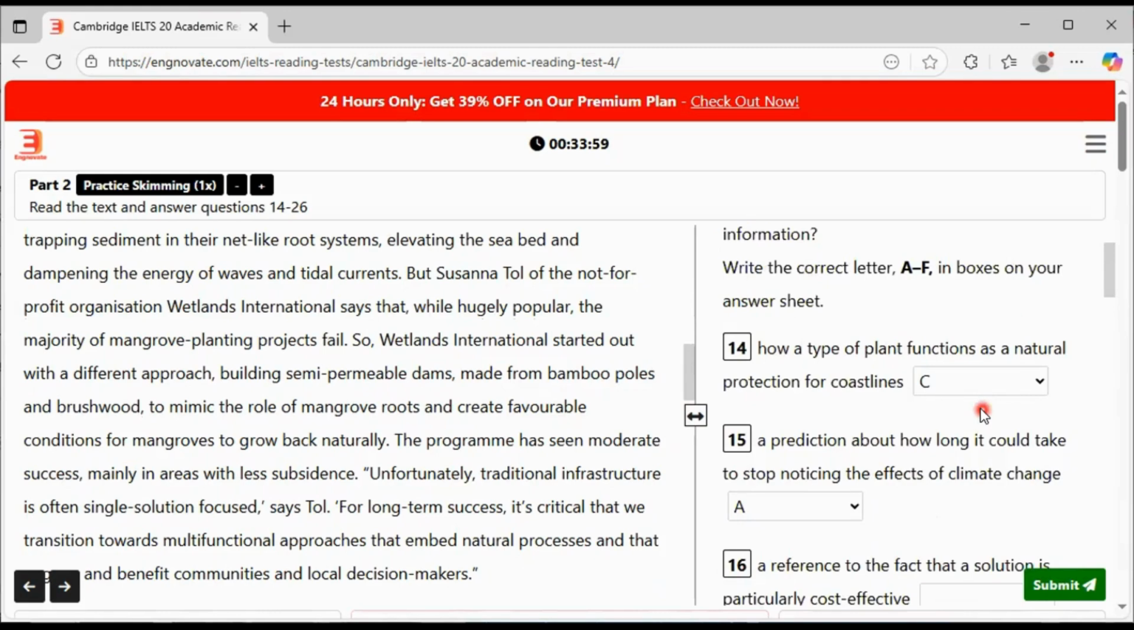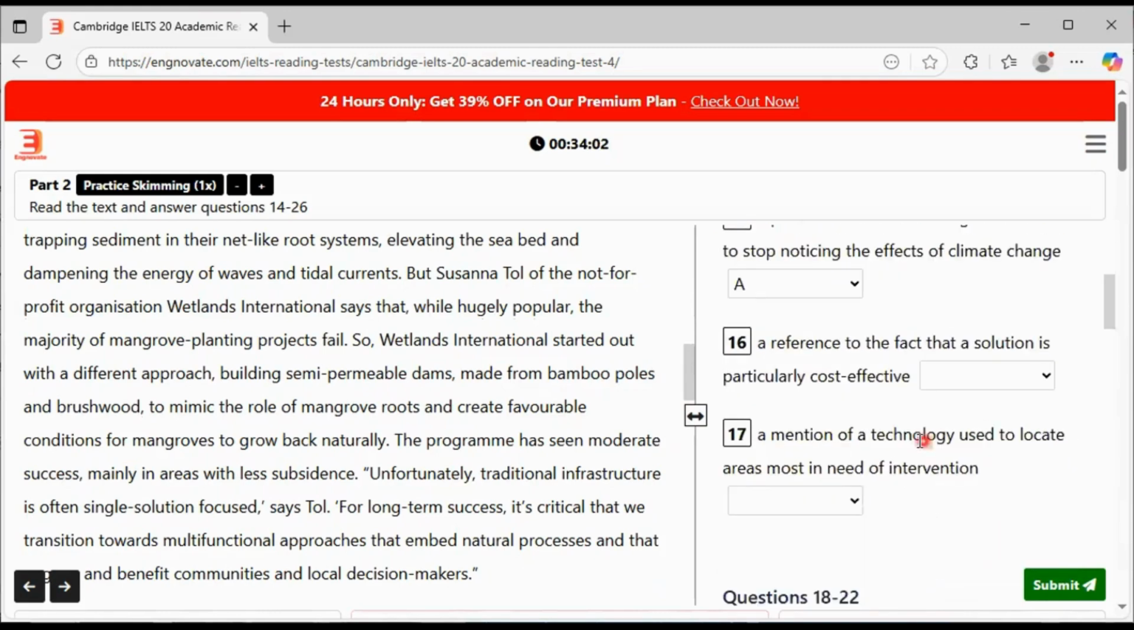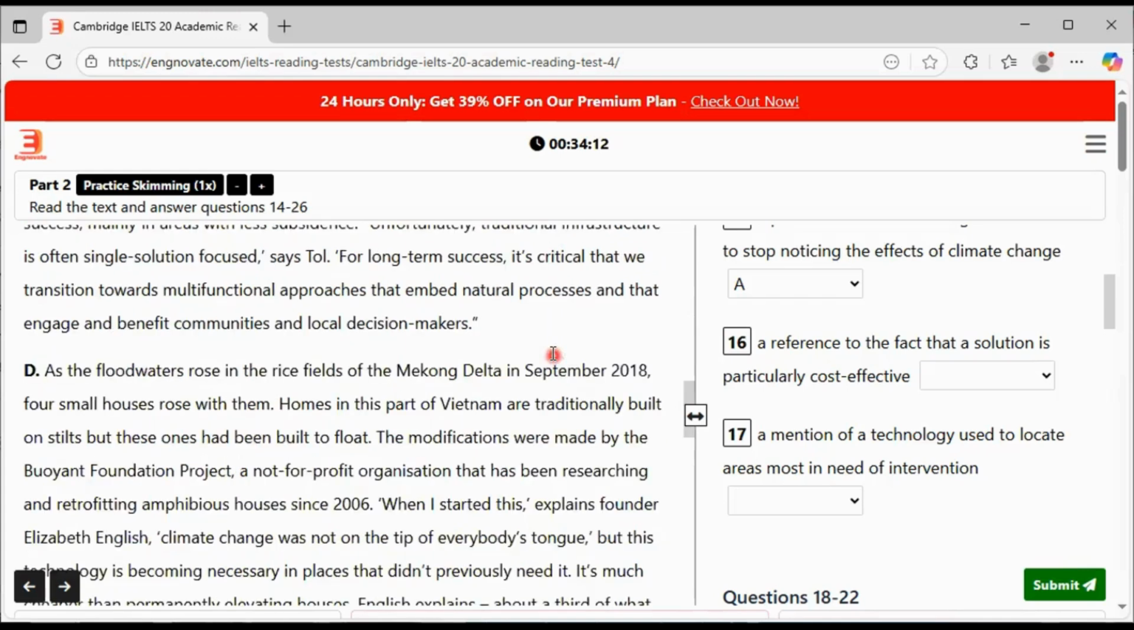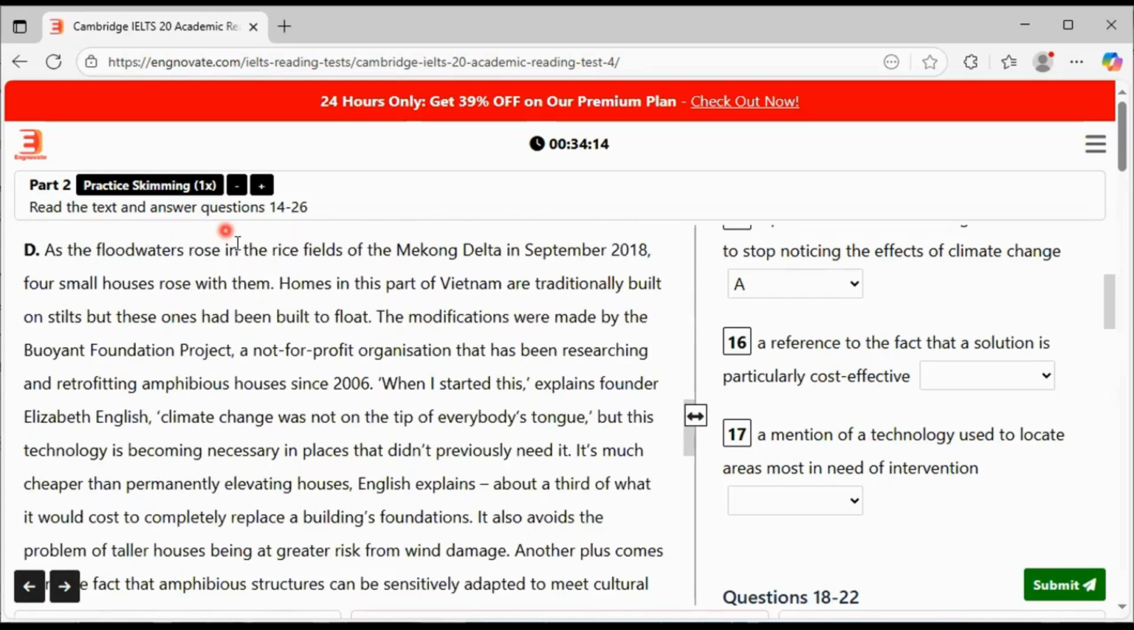14 and 15 have been solved. Cost effective. No, I didn't see that there. Technology to locate areas. No, I didn't see that here. Let me go to the next paragraph. As the flood waters rose in the rice fields of Mekong Delta in September 2018, 4 small houses rose with them. Homes in this part of Vietnam are traditionally built on stilts, but these ones had been built to float.